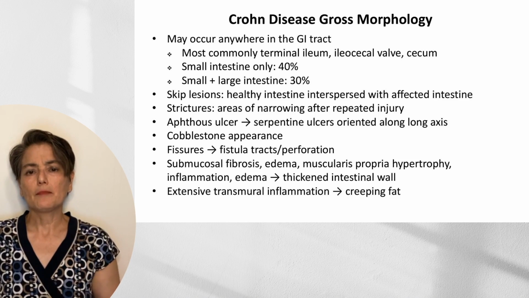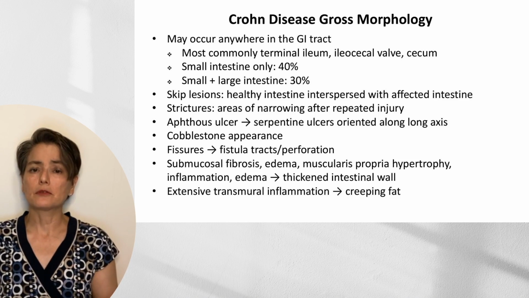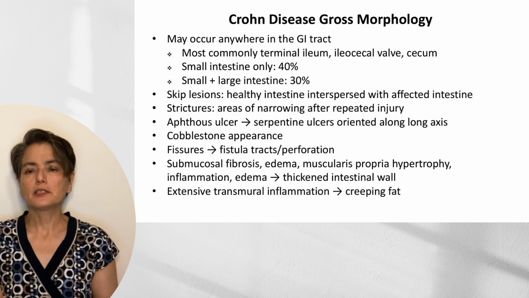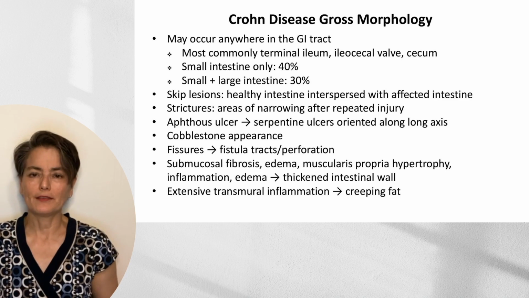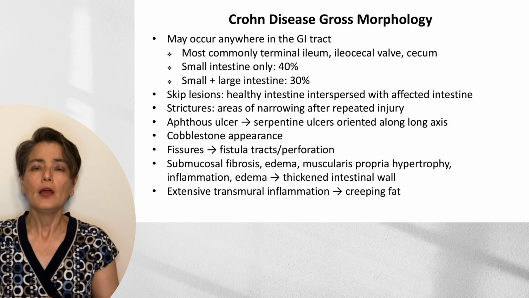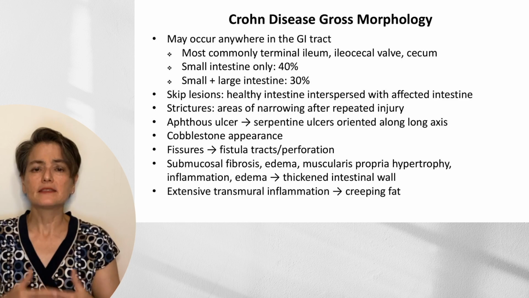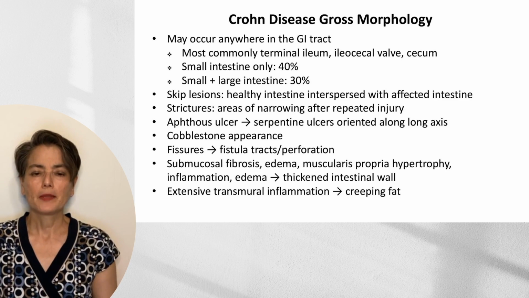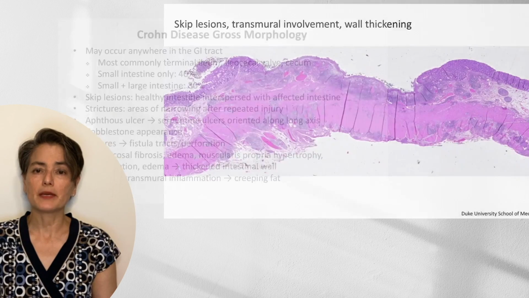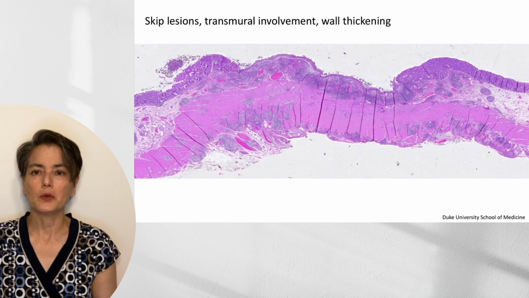And the thickening of the bowel wall is due to submucosal fibrosis, edema, muscularis propria hypertrophy, inflammation, and edema is so important I mentioned it twice. This thickens our intestinal wall, which appears even thicker because this extensive transmural inflammation is going to lead to creeping fat. So I just discussed the gross morphology, but I'm going to show you an image of histology because it actually covers what we want to see.